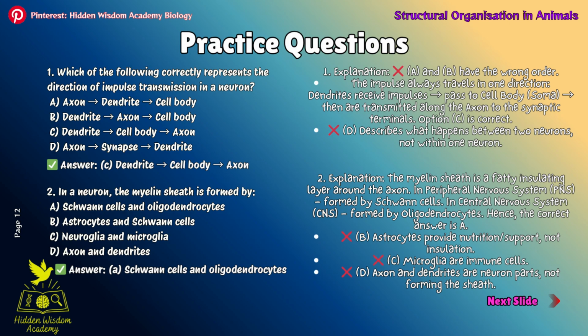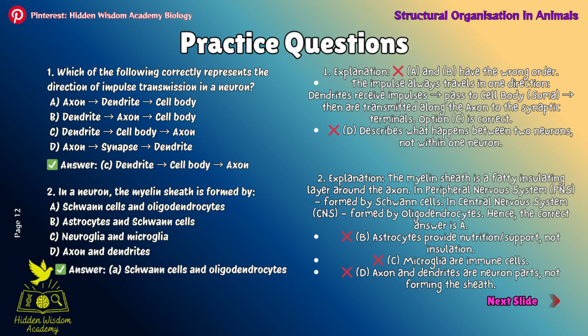Explanation. Options A and B are in the wrong order. The impulse flows from dendrites to cell body then to axon. That's the correct pathway, unidirectional and precise. So, option C is correct. Option D describes what happens between two neurons, not within one neuron. So, option C is the correct answer, that is from dendrites to cell body then to axon.